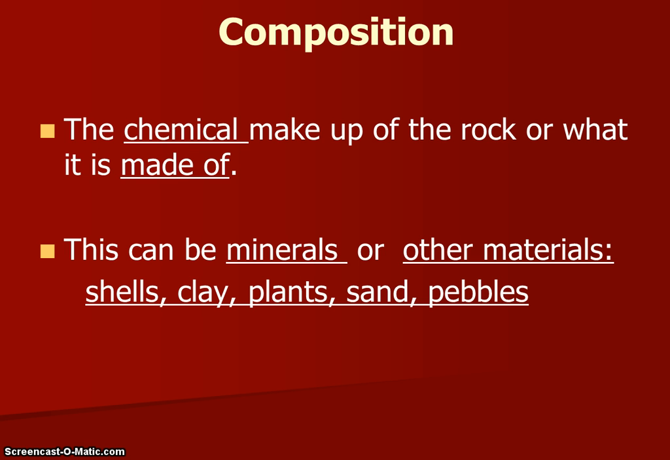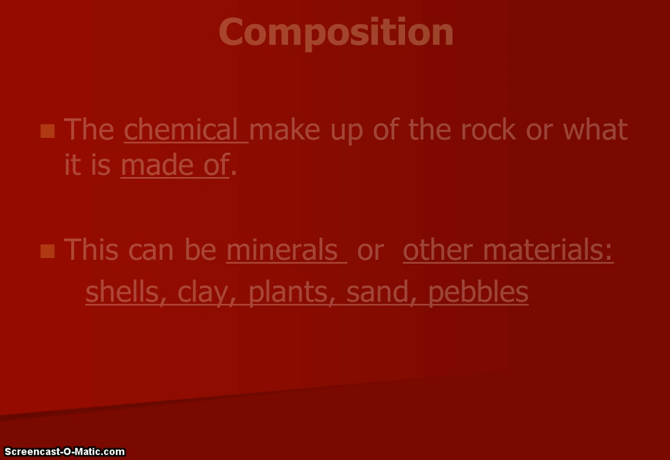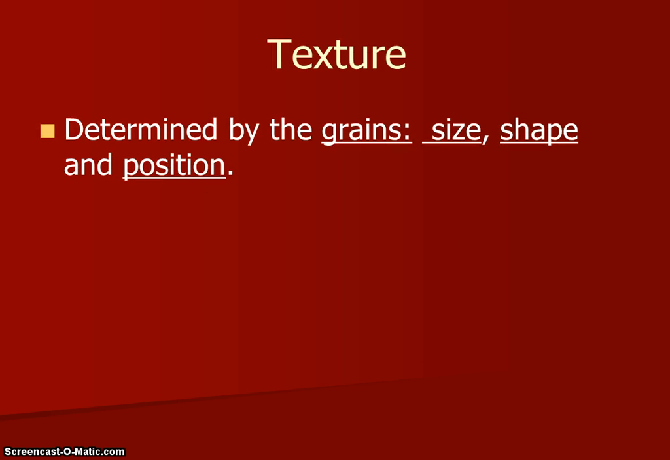Now we're going to move on to texture. Now, many of you may think of texture as how something feels, but with rocks, it's a little bit different because texture is determined by the grains, size, shape, and position. Now, the grain is the individual thing that makes up the rock. For instance, in an igneous rock, the grains are minerals. So we're going to be looking at the size of those grains. They're small, big, or large, or tiny, microscopic.